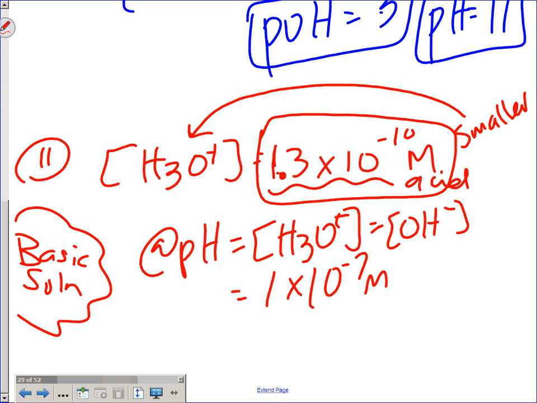But guys, raise your hand if you could tell me how do I get hydroxide from hydronium using one of the equations. Go ahead, Julian.